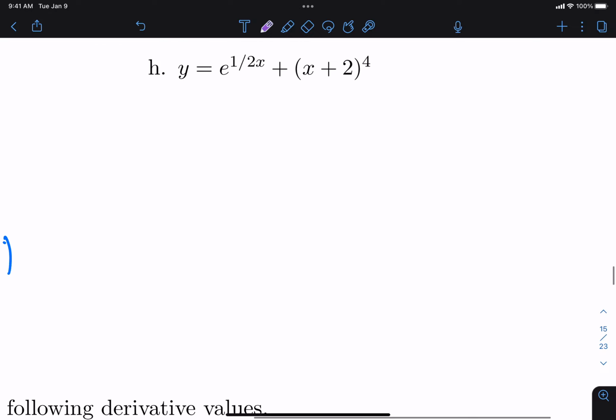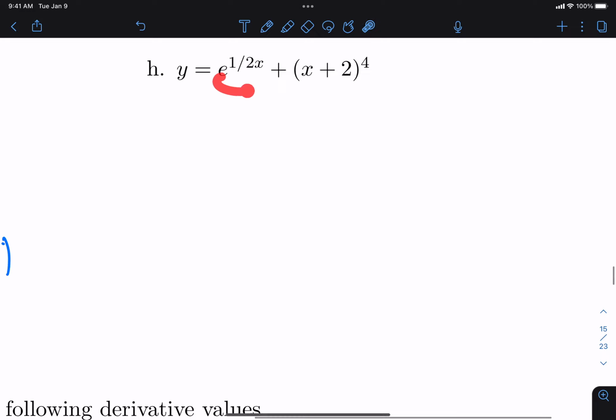way. So for this one, I don't even really need to use the chain rule for this part because we used the e to the kx rule. The e to the kx rule says that the derivative of e to the 1/2 x is going to be 1/2. We multiply down whatever is the k, and then we leave it alone otherwise. So we get 1/2 e to the 1/2 x.